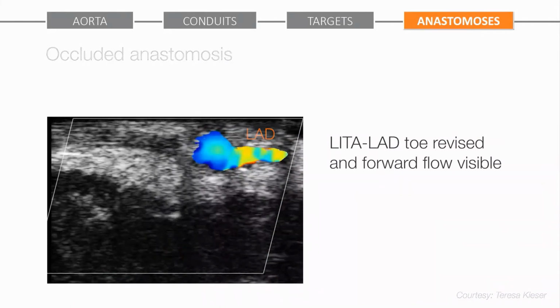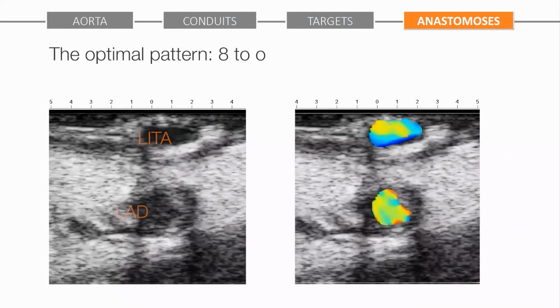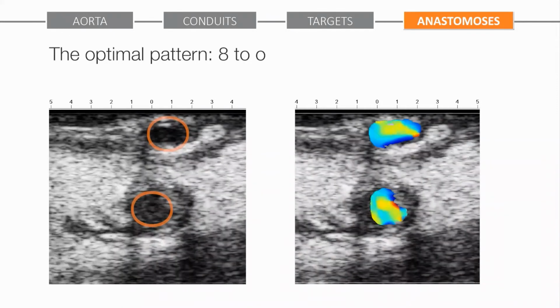If the conduit and the native vessel are perfectly aligned on top of each other and with a perfect anastomosis, an 8-to-0 pattern appears.